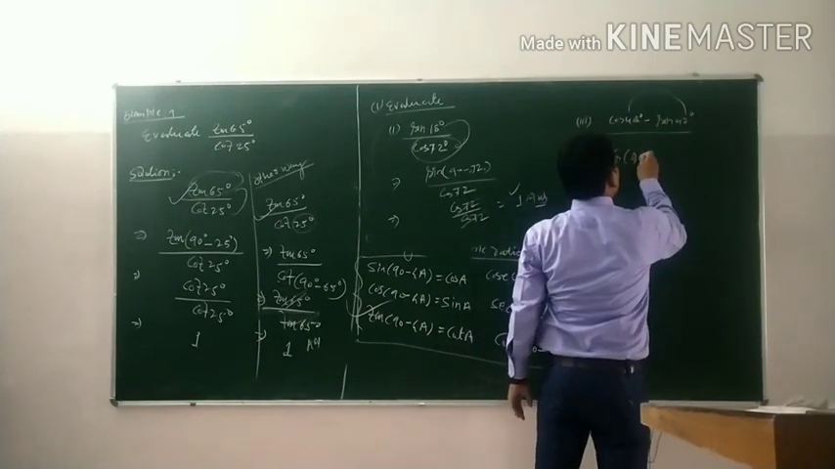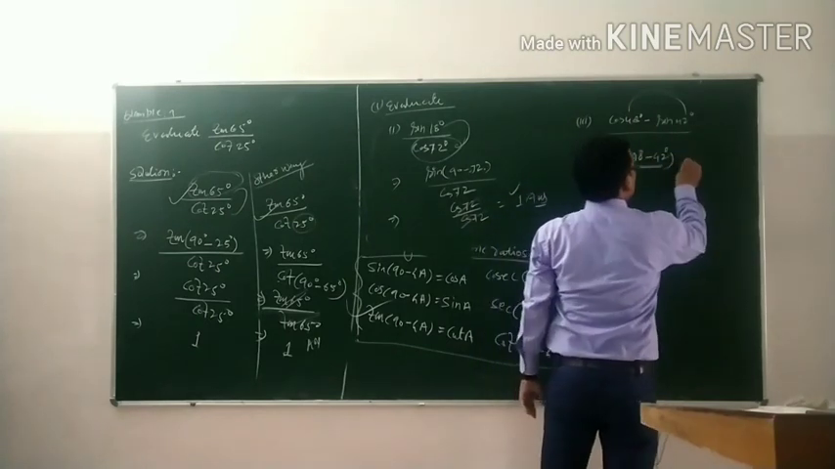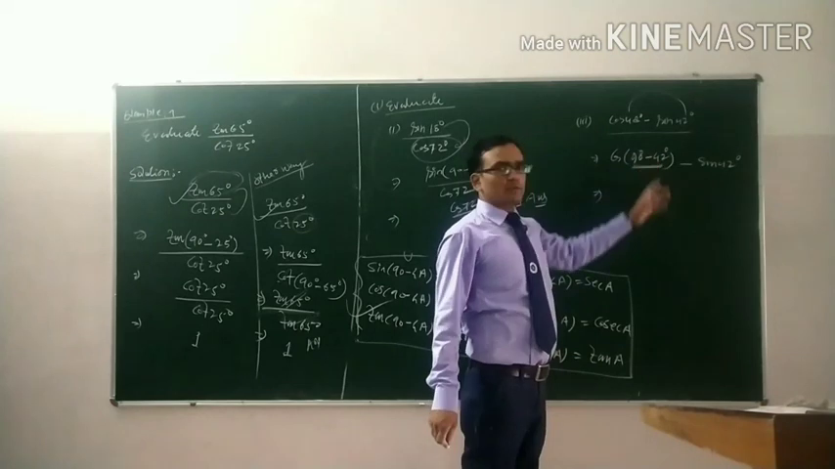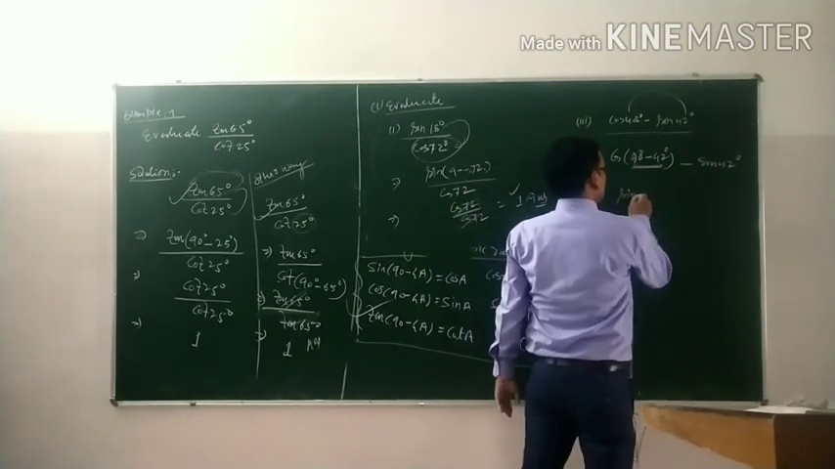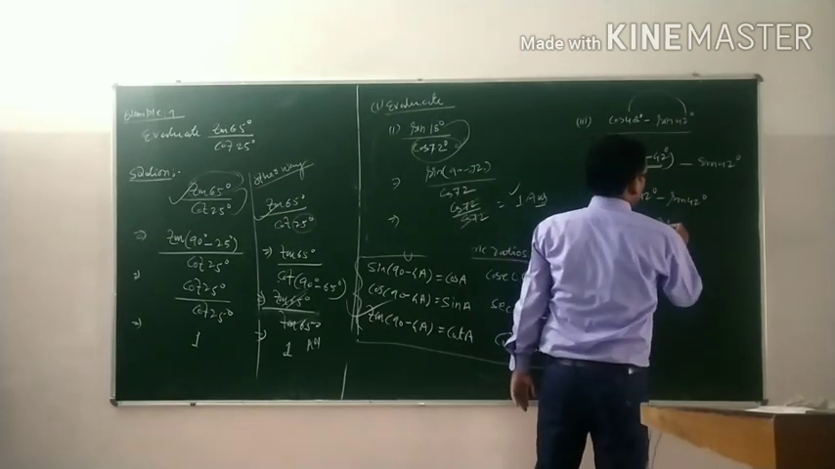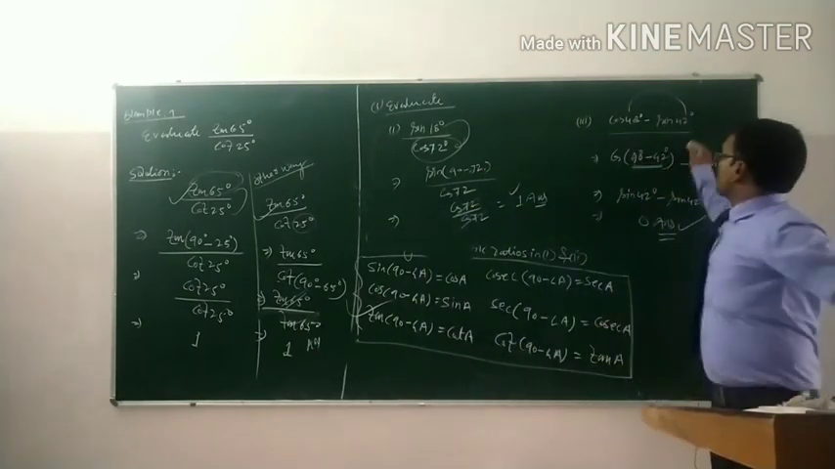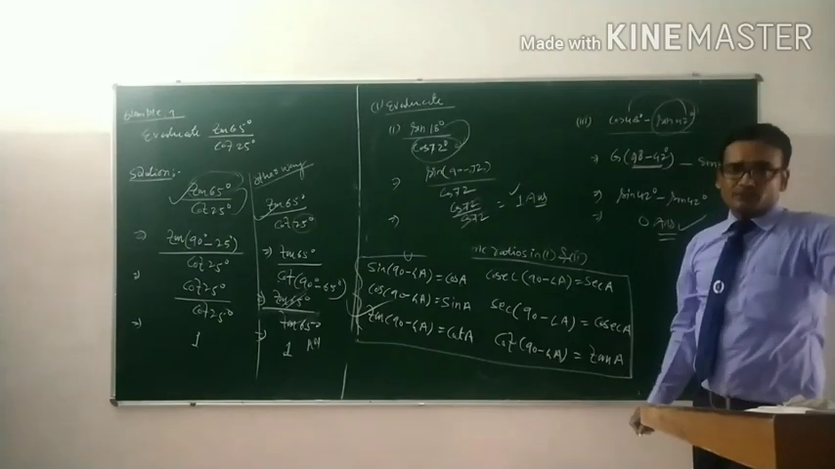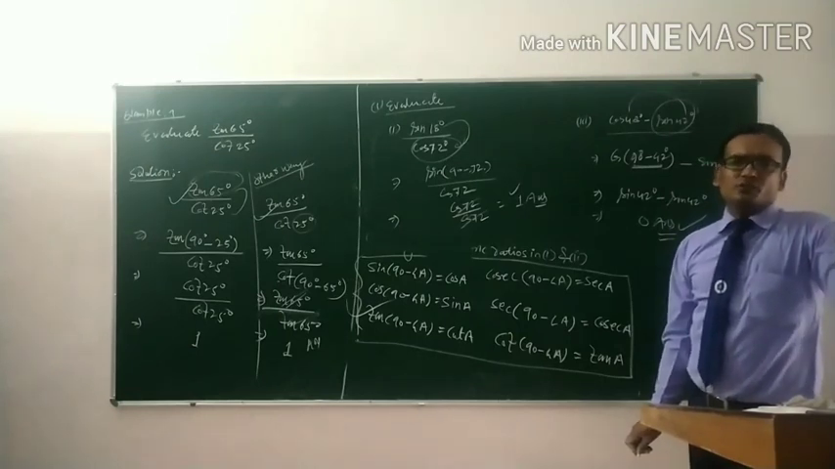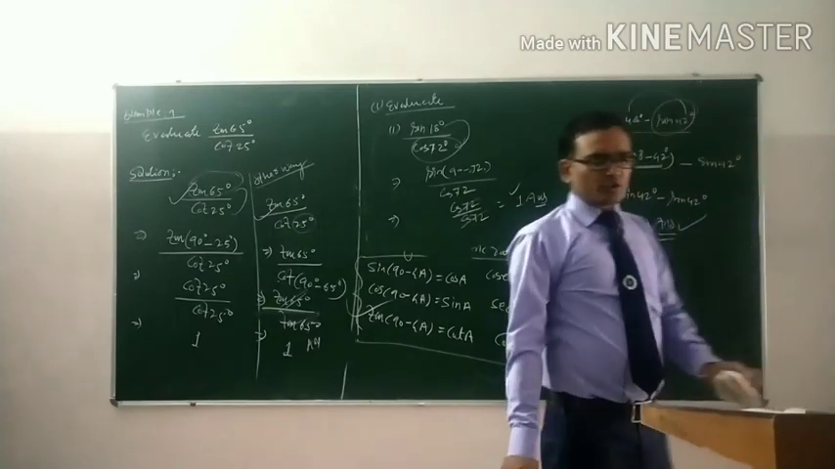Cos 48 is written as cos(90 minus 42) minus sin 42. Cos(90 minus A) equals sin A, so sin 42 minus sin 42. This will be cancelled, your answer is 0. Students, you can also change sin 42 into cos 48, and in this way your answer is also 0. Okay, let us move to question number 2.